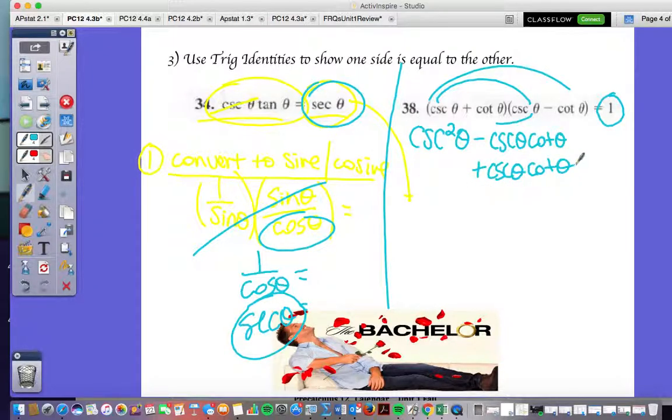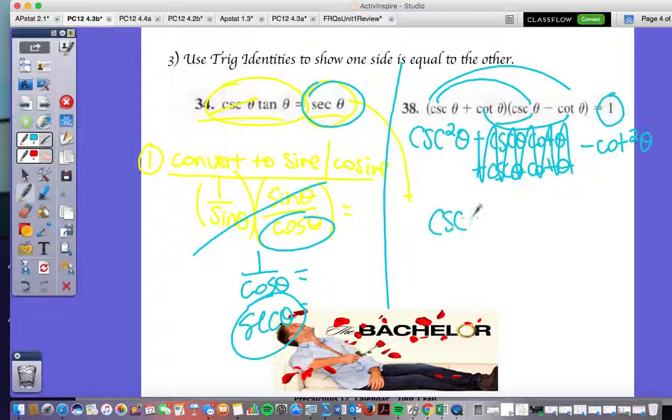Y'all follow me? We're good? And then cotangent times negative cotangent is? Negative cotangent squared of theta, okay? What cancels? Oh yeah, we got a little cancel party going on, right? Feel the excitement? I know Grant does. See that? It's good. So what is cosecant squared minus cotangent squared?